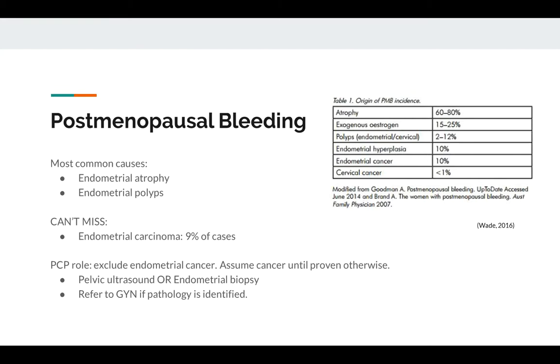Most of the time, postmenopausal bleeding is not in a volume that causes problems for the patient. It's not usually associated with pain, but there are times, such as with polyps, that it can cause large amounts of bleeding, and in that case, the patient may need to have some sort of procedure or other treatment, but most of the time, it's just a matter of ruling out cancer.